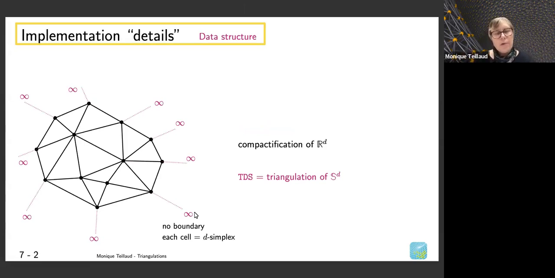A few details about the actual data structure behind this. We actually store a triangulation of the sphere. We compactify the Euclidean space by adding a vertex at infinity. But this vertex is just to make the data structure clean. It has no coordinates, so we don't do dirty things with approximate or large coordinates. It's a virtual point at infinity.